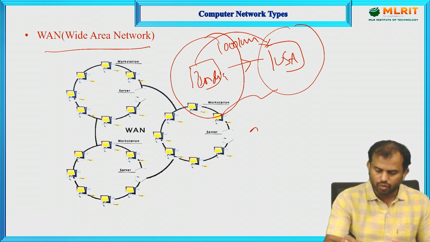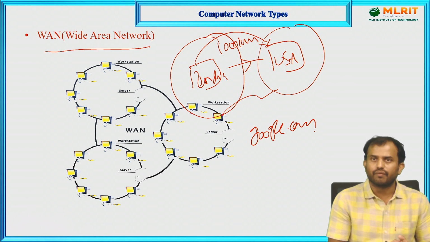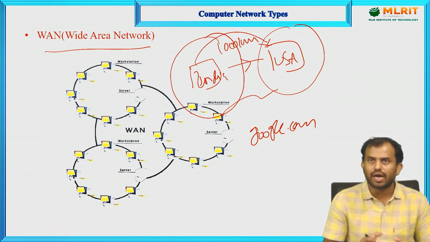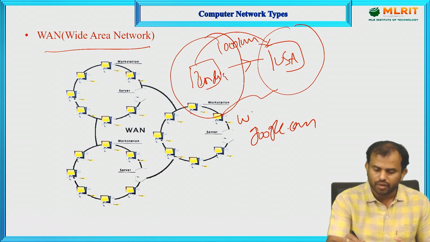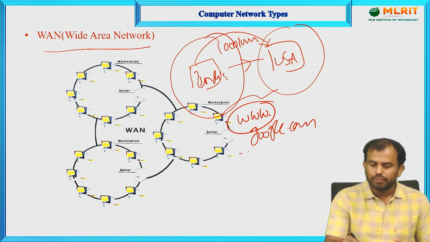For example, google.com or amazon.com. The main server is located somewhere, but based on the server model, you can access it. We call this a World Wide Web connection. We call it www.google.com, and we can access it. This is our major server over there.